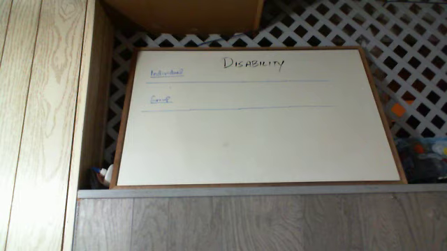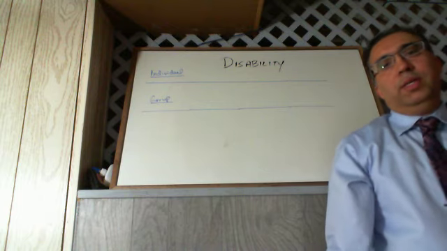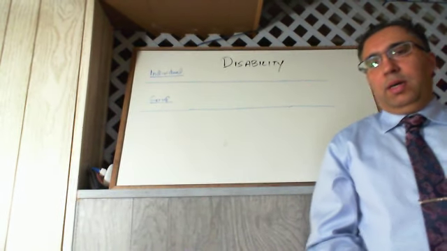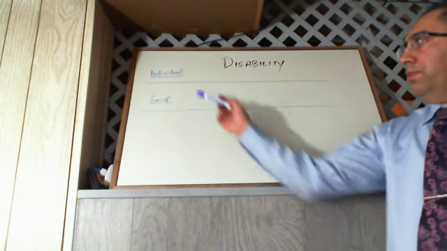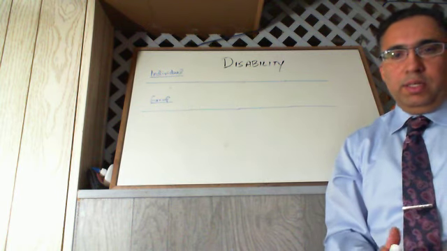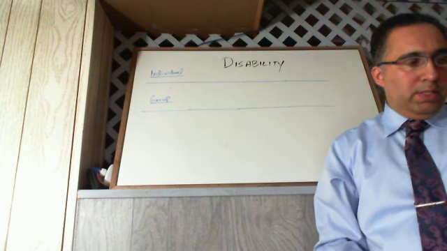This is for the life insurance course in Canada, the LLQP exam. So we're going to be talking about disability for both individual and also for group plans. In case of disability, it's a little different for individual and group plans. Some of the terminology is similar, some of it is different.